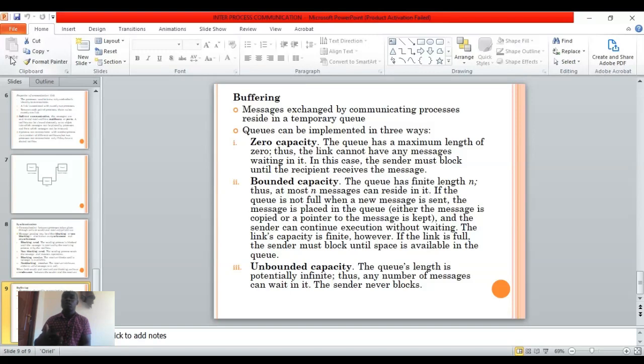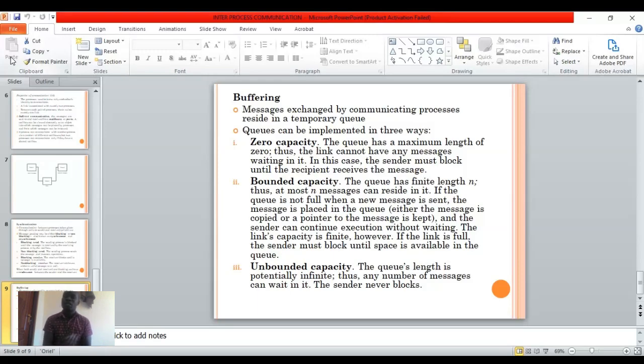One, we have what we call zero capacity. With zero capacity buffering, no message is placed in a waiting state in the queue. So the sender must block until the recipient receives the message. If the sender sends a message, that message must be received first before you can send another one. So there is no message in a waiting state. That's what zero capacity means.